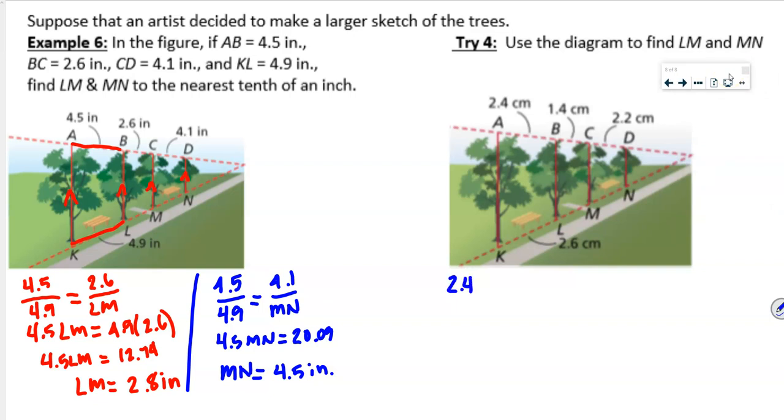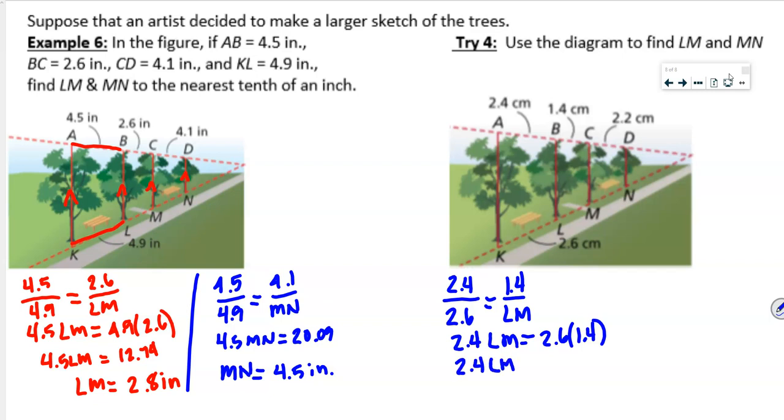So 2.4 over 2.6 is equal to 1.4 over our LM. So this time we got centimeters. 2.4 LM is equal to 2.6 times our 1.4. That's 3.64. So 2.4 LM is equal to 3.64. Divide both sides by 2.4. So LM is equal to 1.5 centimeters. Okay, let's see if you guys can do the last one. If you haven't already done it, pause the video, come back to me when you're done.